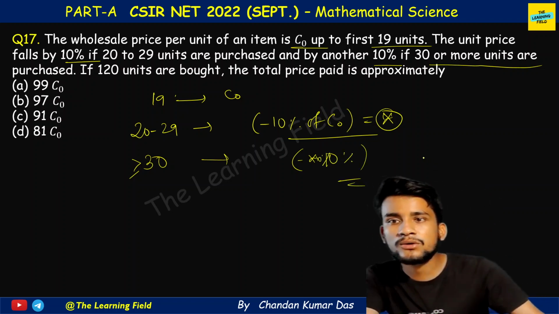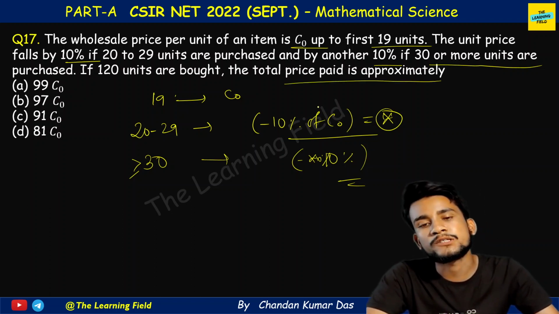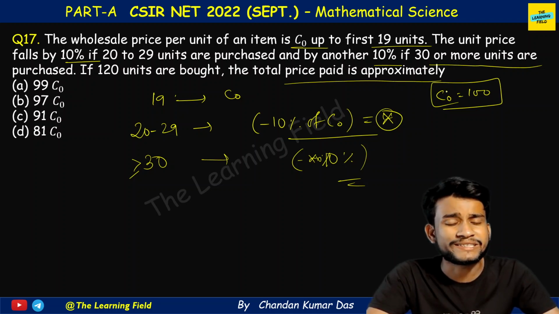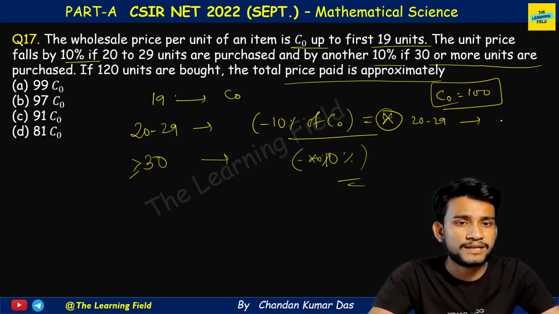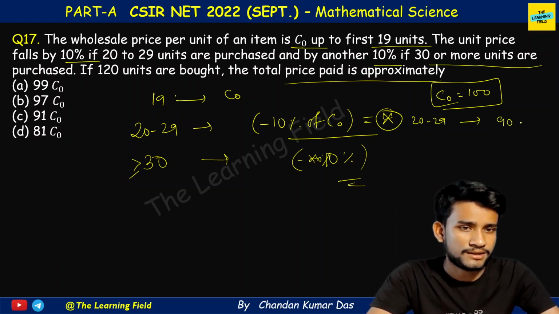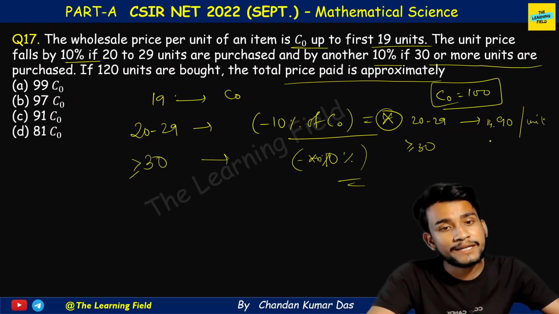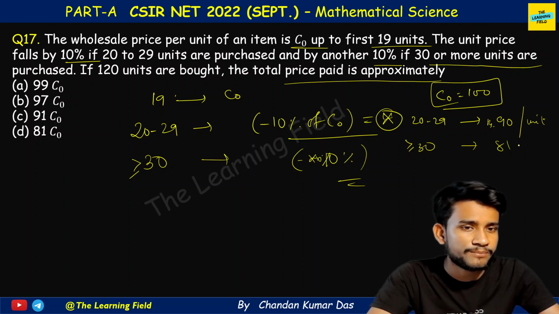So if 120 units are bought, then what is the total price paid approximately? Suppose we take C0 equal to 100, so this is very easy to calculate in percentage. For 20 to 29 units the price is 10% less, that is rupees 90 per unit. Then for 30 or more units, 10% less of this 90, which is equal to 81 per unit.